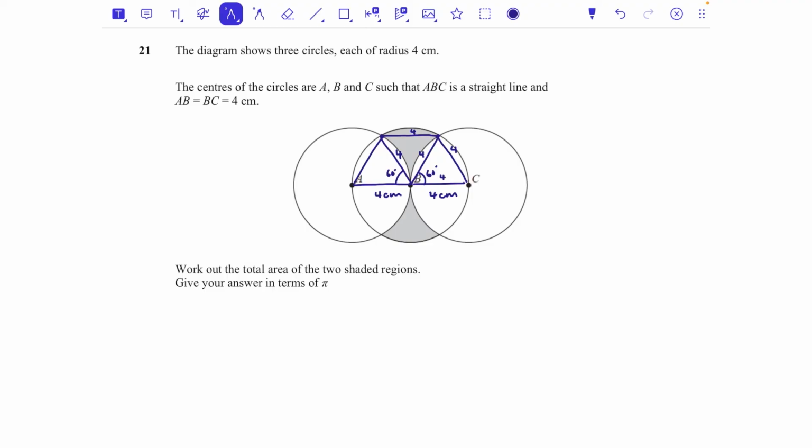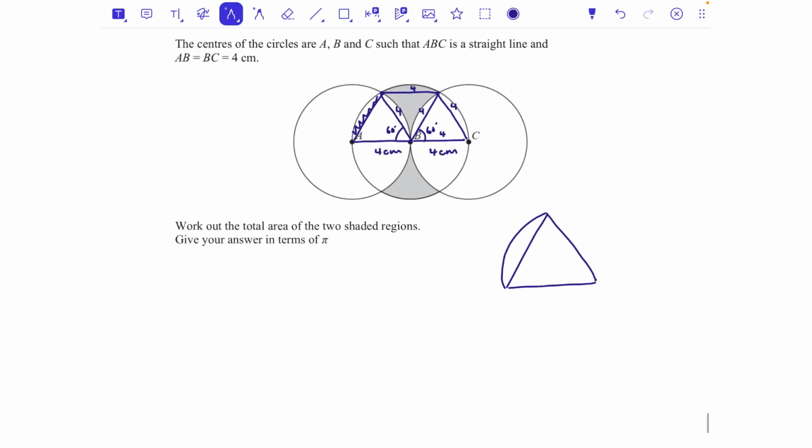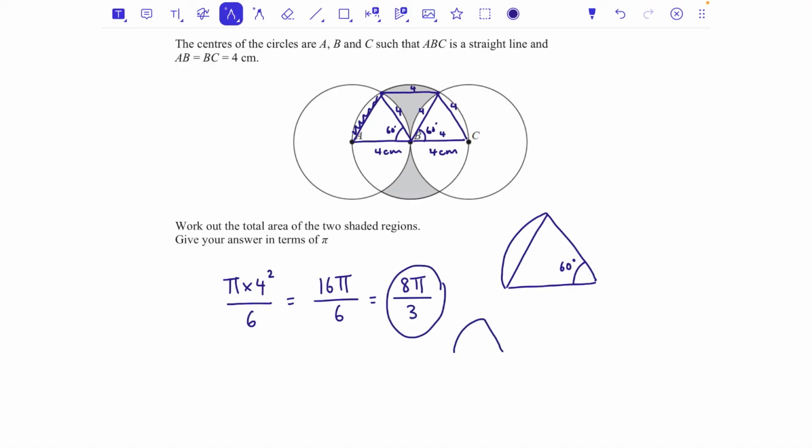So I want to look up close at that equilateral triangle and the sector that is made with the extra bit of area here. So to do that, I'm going to think about the fact that I've got a circle, so pi times 4 squared, and it's split into 6 equal sectors, so divided by 6. So that is 16 pi over 6, which is 8 pi over 3. That is the area of the whole sector, like this.